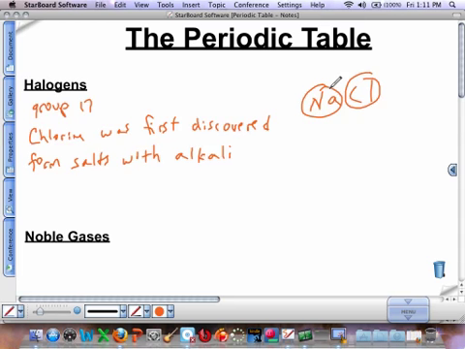All right, anything else about halogens? They each have one electron missing, which means they form a negative ion. So we have a -1 charge. We're gaining electrons.